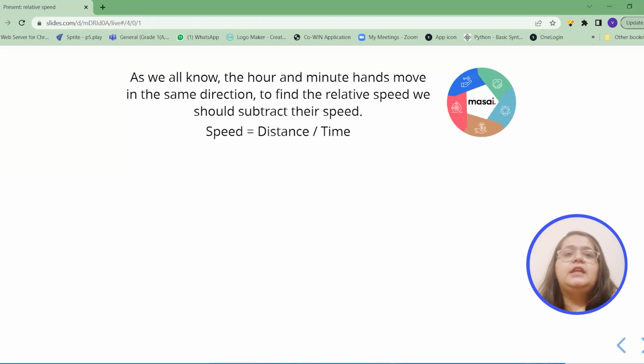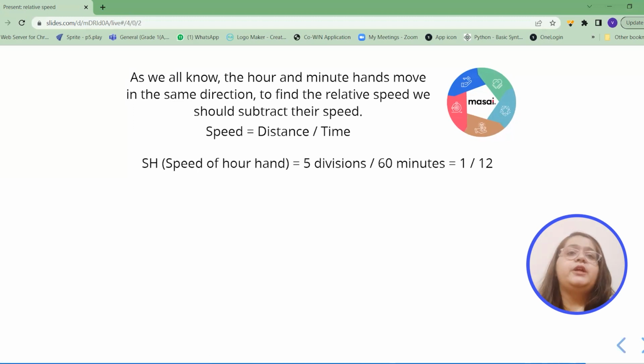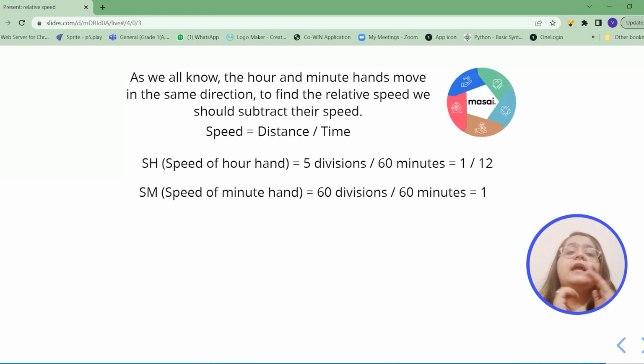So, we know the formula, speed equals distance upon time. The speed of the hour hand is only 5 divisions in 60 minutes. Just now we have seen, if we are talking about the time between 2 and 3 p.m., when it is 2 o'clock, the hour hand is at 2. And when it would be 3 o'clock, the hour hand would be at 3. So, between 2 and 3, the distance covered is only 5 divisions in 60 minutes. Similarly, at 2 o'clock, the minute hand is at 12. And at 3 o'clock, the minute hand is again at 12, but it has traveled all the 60 divisions. So that is 60 divisions in 60 minutes.